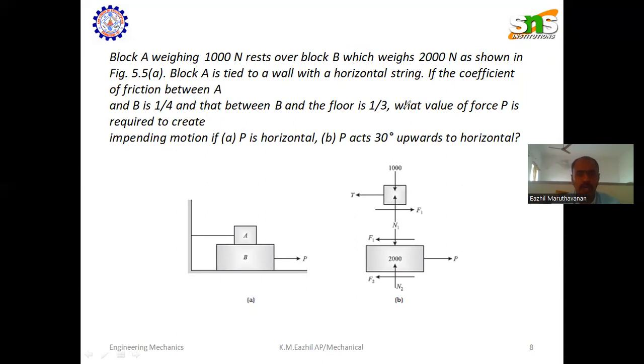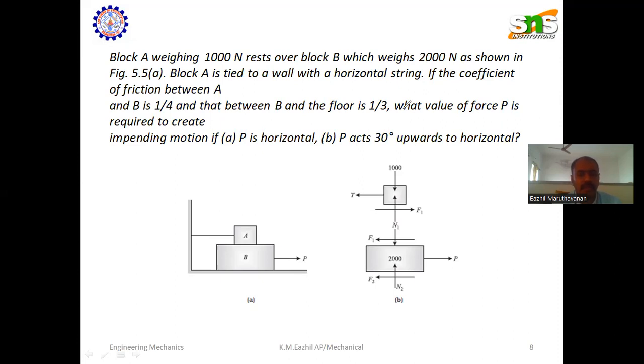if P is horizontal? If P acts 30° upwards to the horizontal. Here, we have to write the given data correctly for solving this problem.